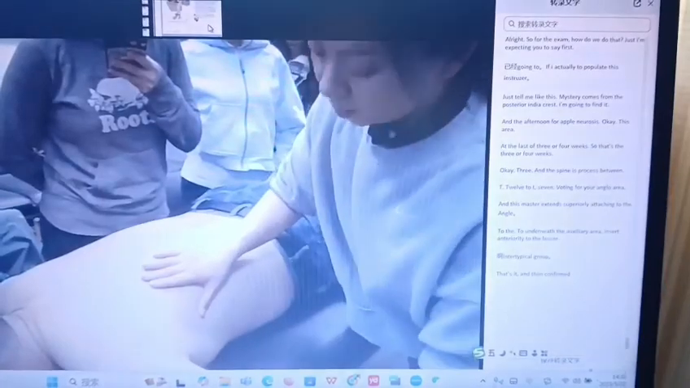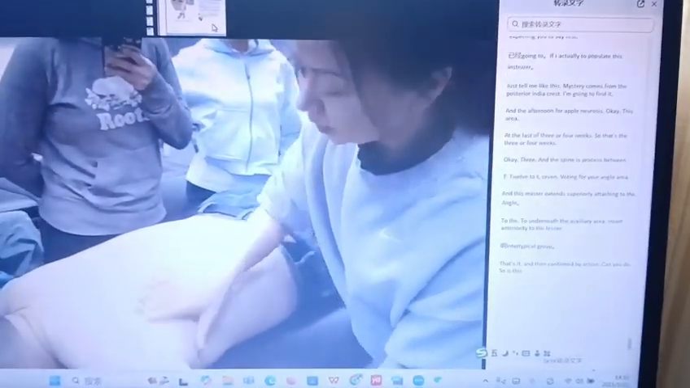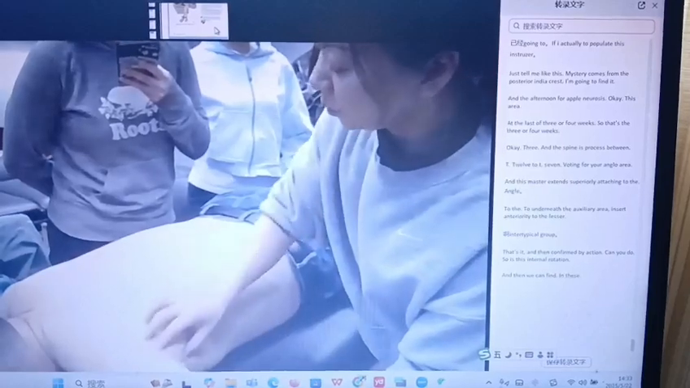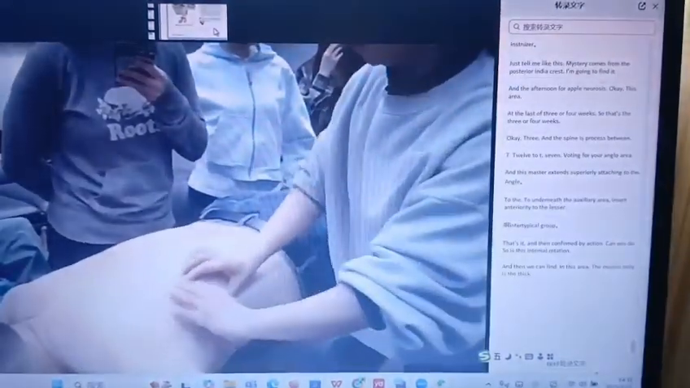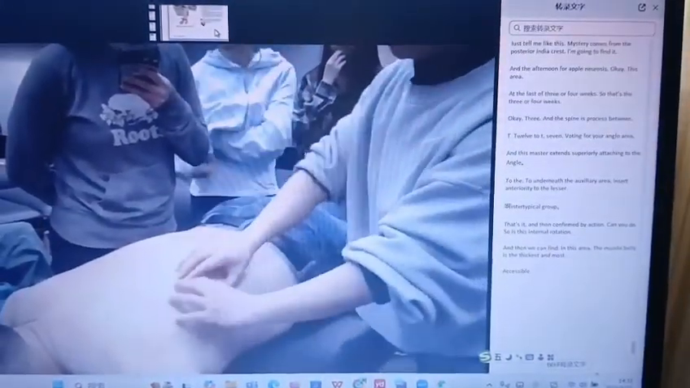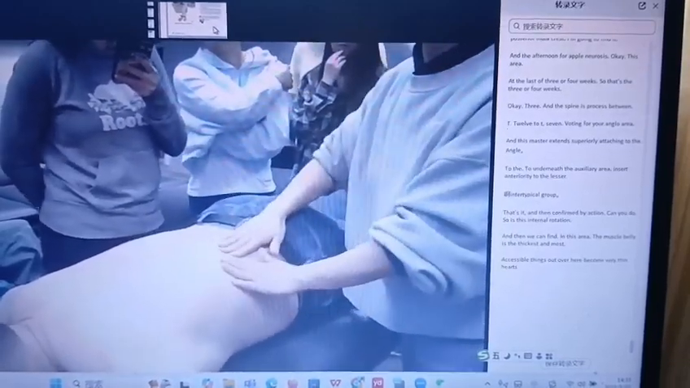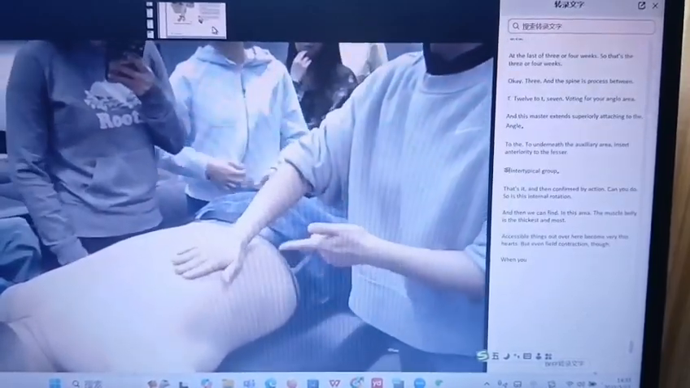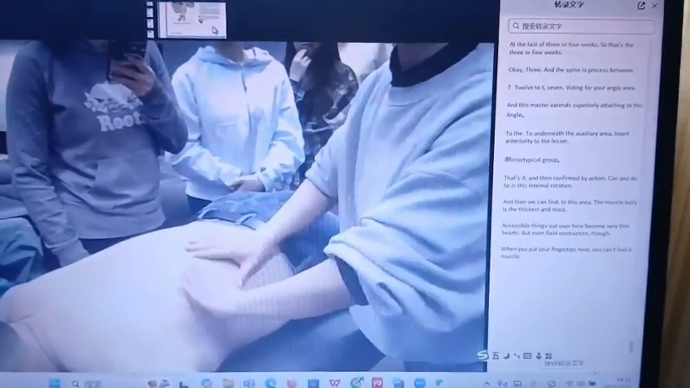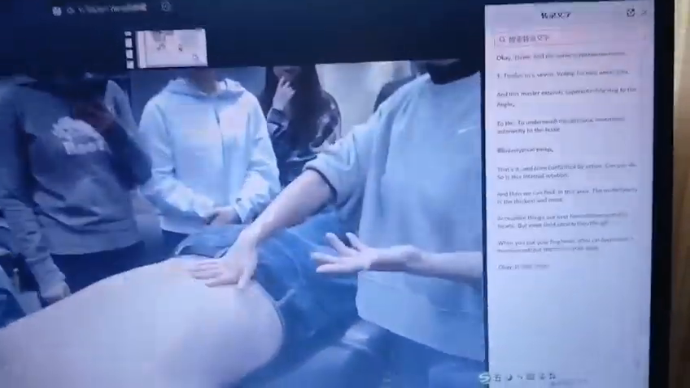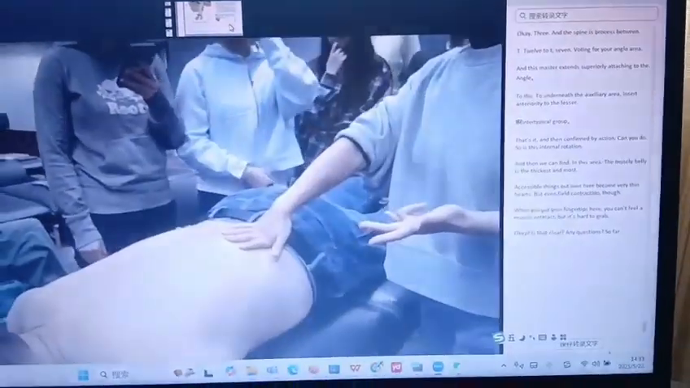And then confirm by action. Can you do so with this internal rotation? Then we can find that in this area, the muscle belly is the thickest and most accessible. It thins out over here, becoming very thin and hard, but you can feel contraction though. When you put your fingertips here, you can feel the muscle contract, but it's hard to grasp. Is that clear? Any questions so far? So this is the palpation.